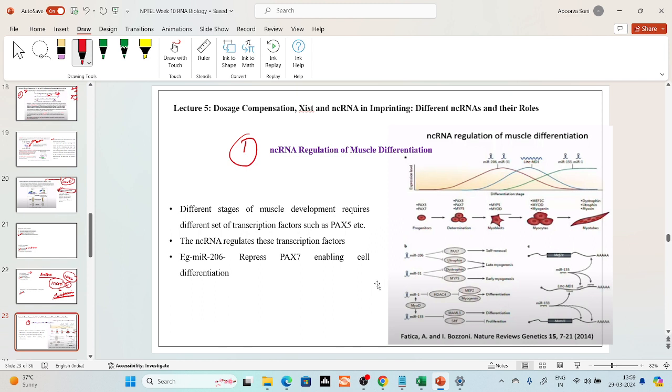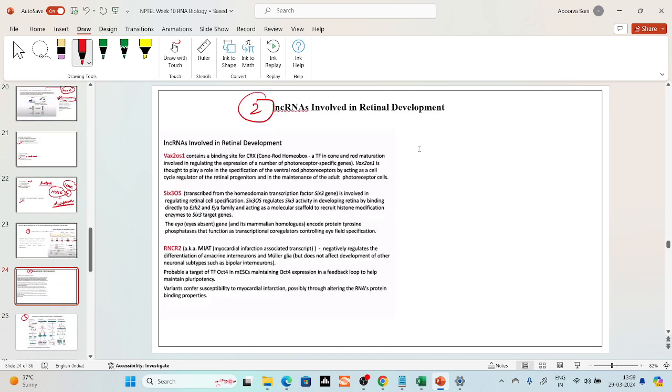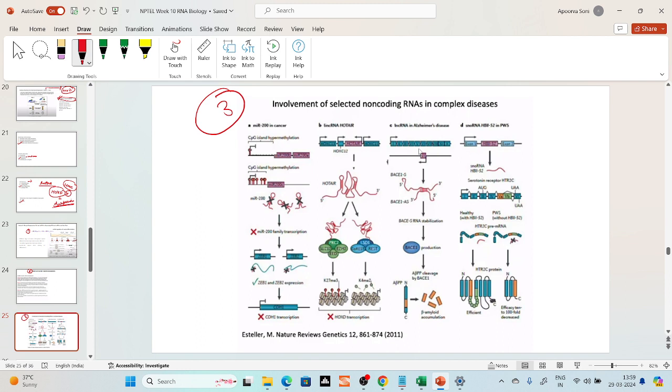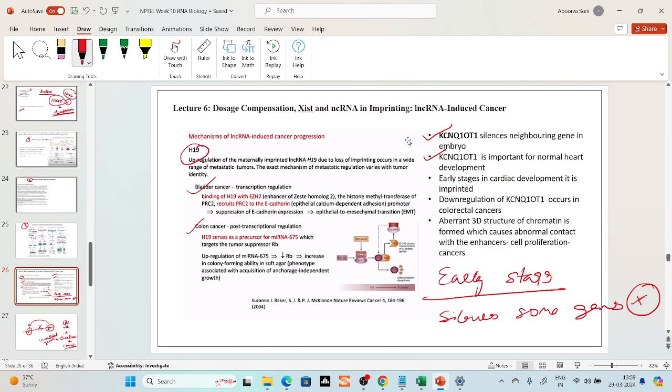Then we studied that apart from the previously mentioned role, non-coding RNAs have some other roles also. They are involved in muscle differentiation, they are also involved in retinal development, and they are also involved in some complex diseases such as cancer, Alzheimer's disease, and some other kinds of cancer progressions we have studied.